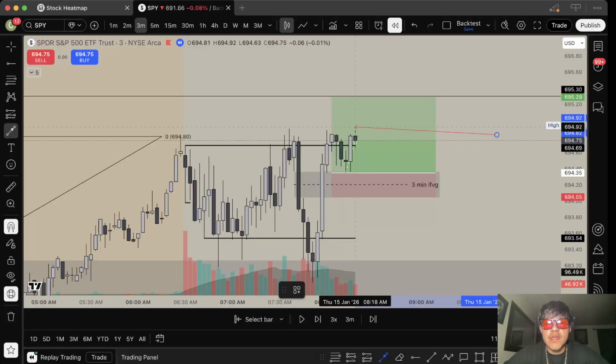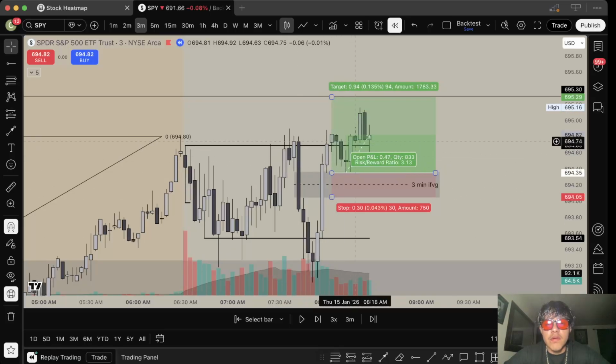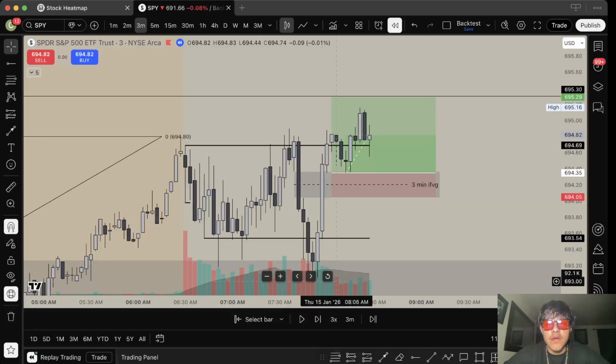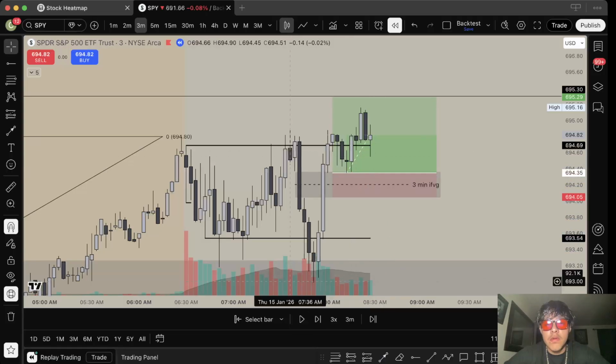So by the time I basically sold up here, I was break even. And I didn't really like it because look at this. We were kind of chopping around. It was pretty slow. Look at the volume right here. The volume right here is pretty slow, right? It's nothing good in my opinion. So I ended up getting out for basically break even.